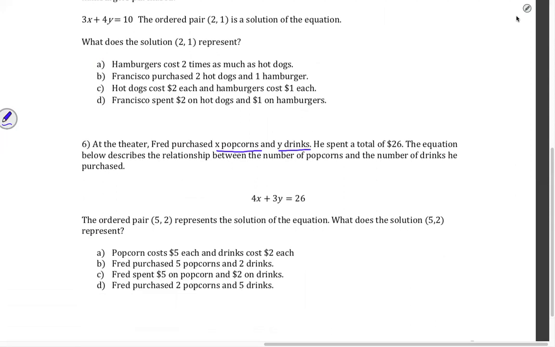So it says popcorn costs $5 and drinks cost $2. Well, I don't think that's it because it says Fred purchased X popcorn and Y drinks. So Fred purchased 5 popcorns and 2 drinks.